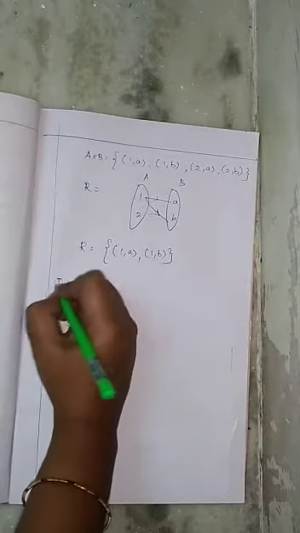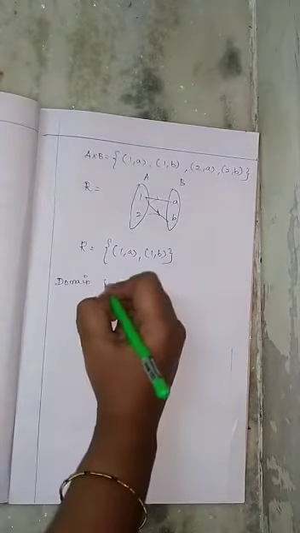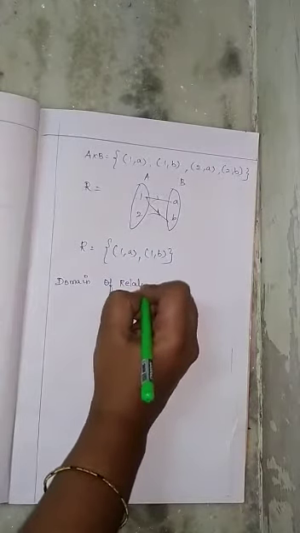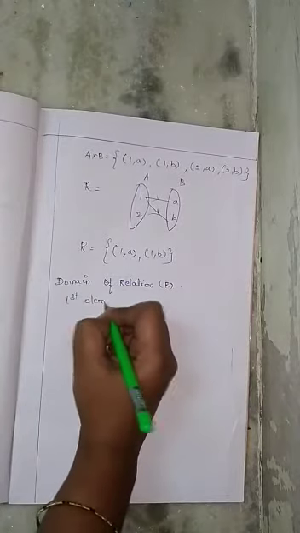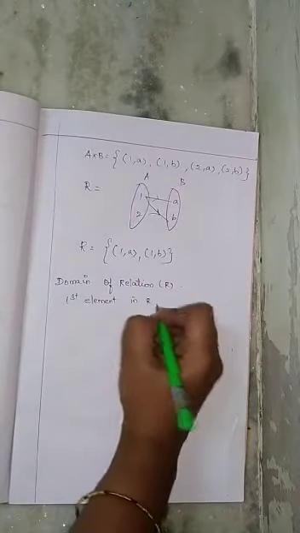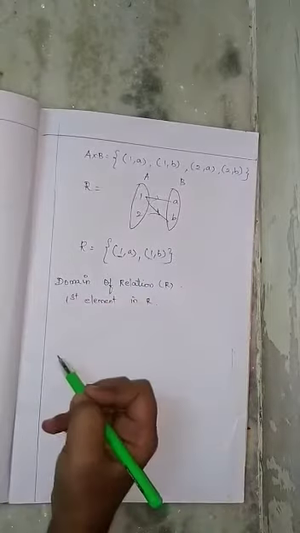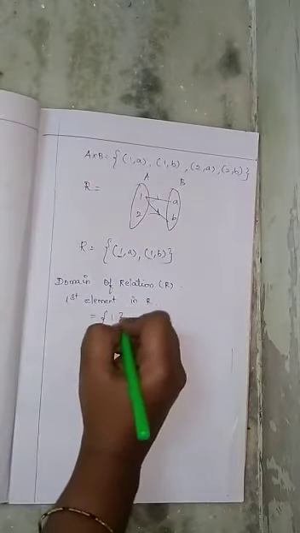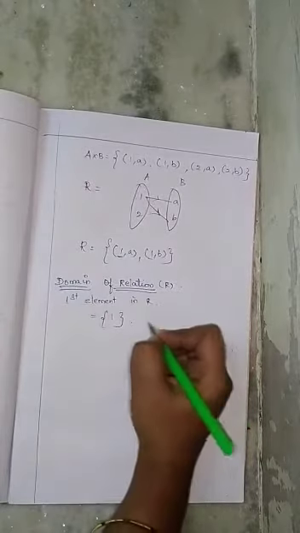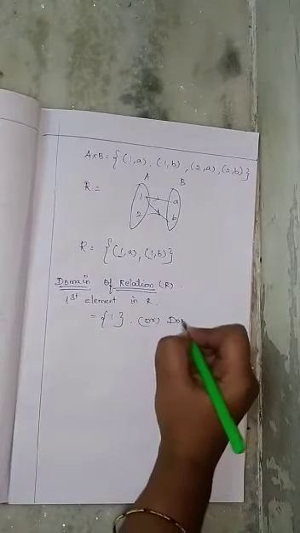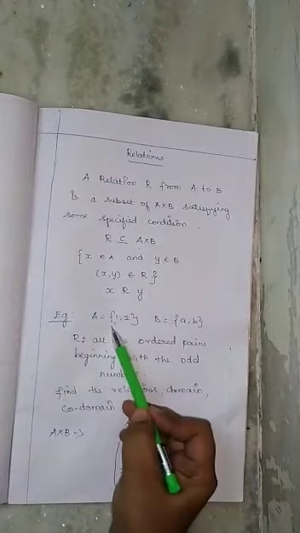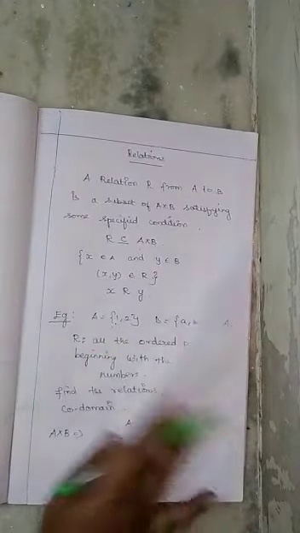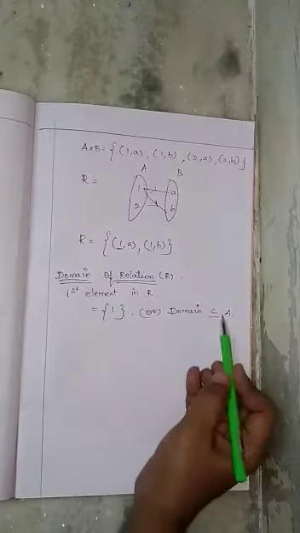Now, domain. Domain means the domain of relation R. This is the first element present in the relation set. Which is the first element here? 1 is the first element, right? That is the domain. Next we can write it like this also: domain is a subset of A, because 1 is present in which set? Already I explained, it is present in set A. So, this is the answer: it is a subset of A.